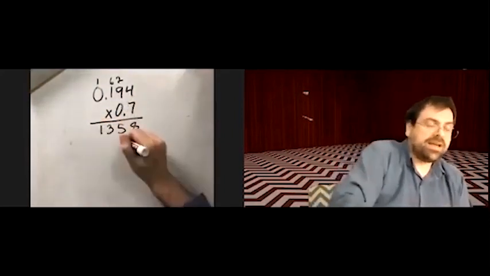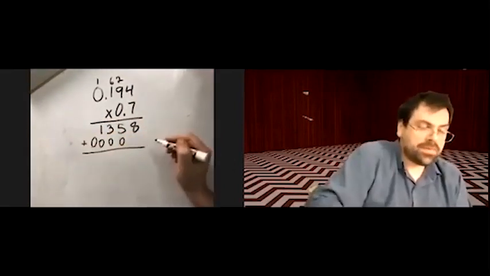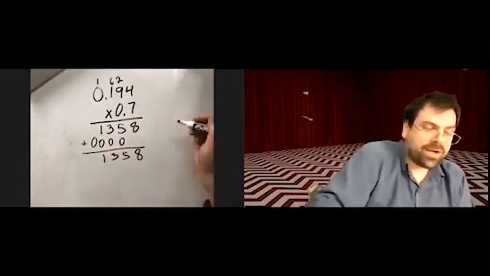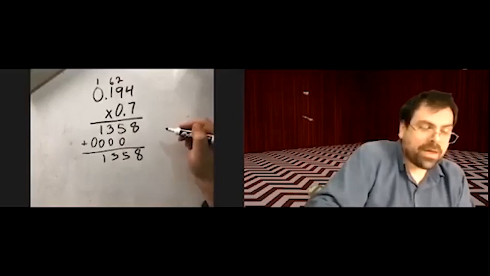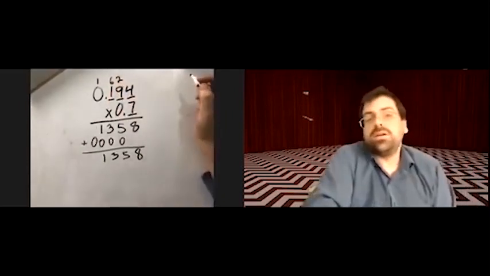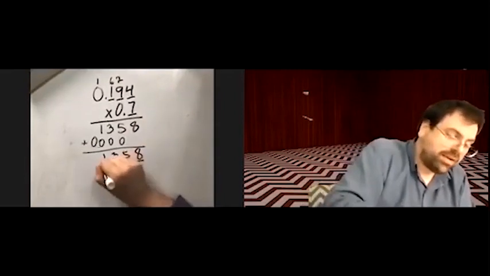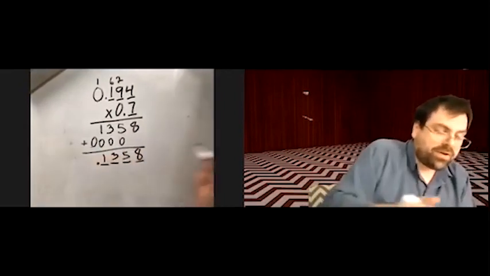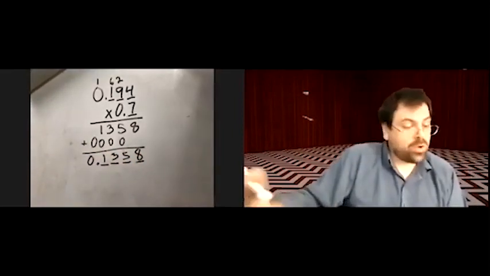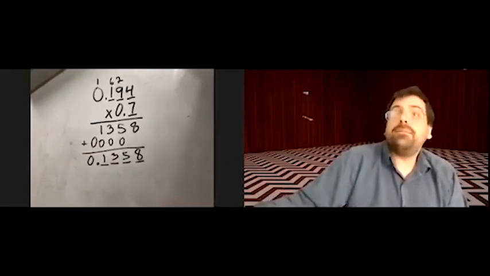And then here, 0 times everything would just be 0. Add 8, 5, 3, 1. And count 1, 2, 3, 4 digits past decimal points. 1, 2, 3, 4. So the point would go here. We can have our 0. Our answer would be 0.1358.